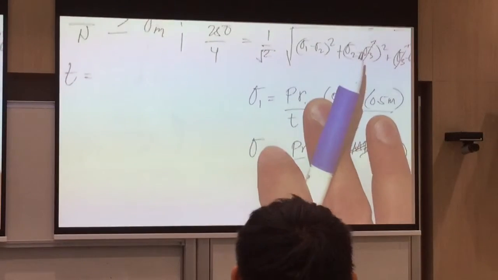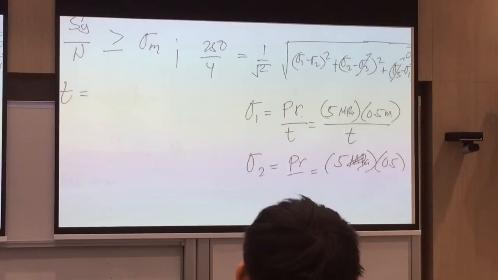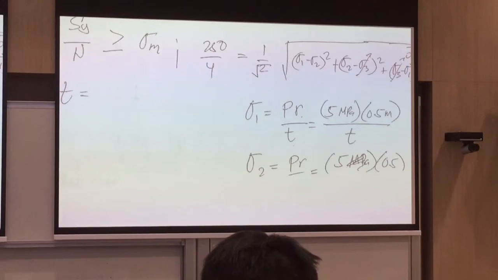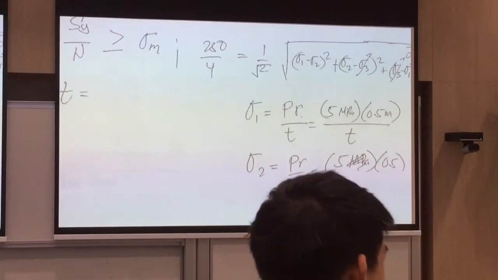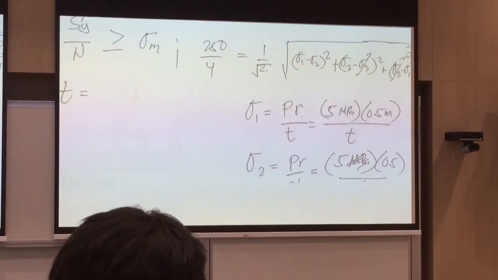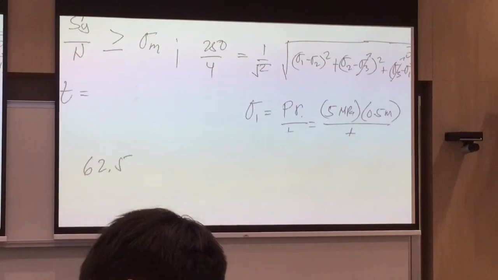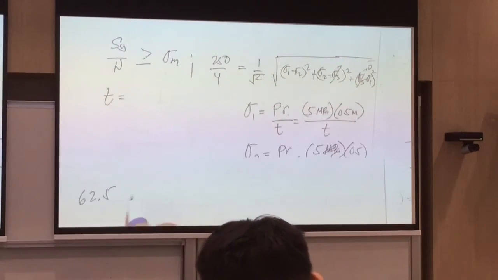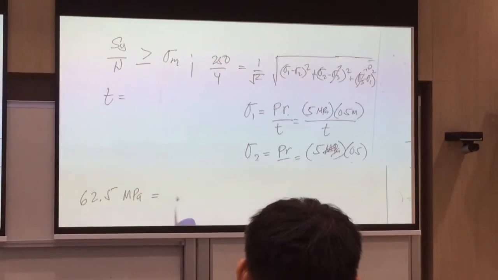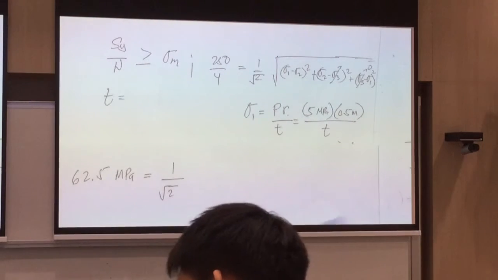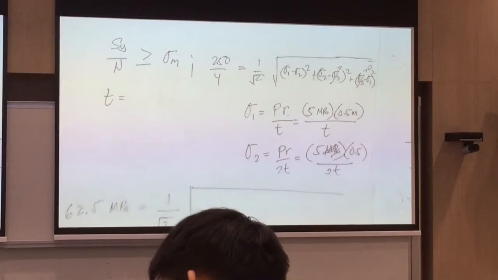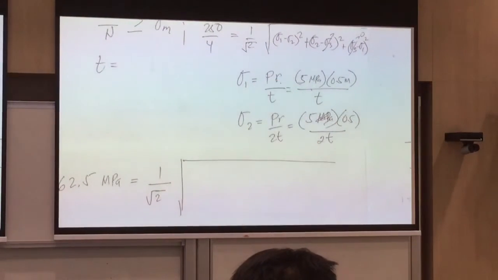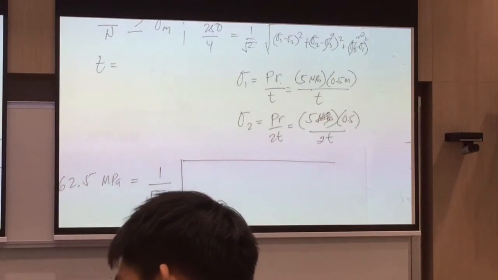So if I'm going to expand this solution, 250 divided by 4, what is that value? Divided by 4. 62.5, yes? So I'm just going to check the units. 250 will be in megapascal. That will be in megapascal. And I have this one to be 1 over square root of 2. So what do I have here? Um, 2.5, yes?